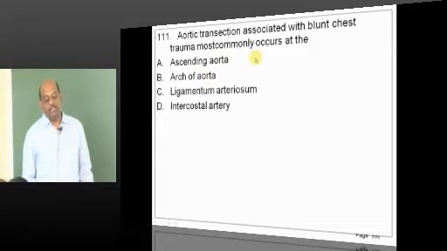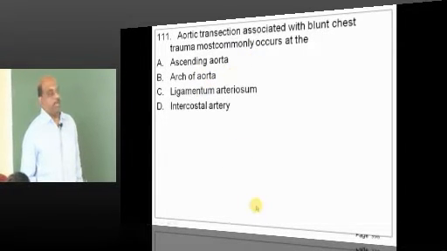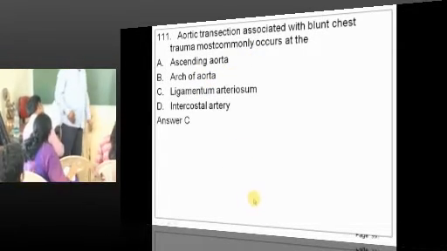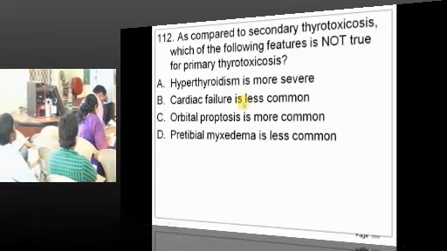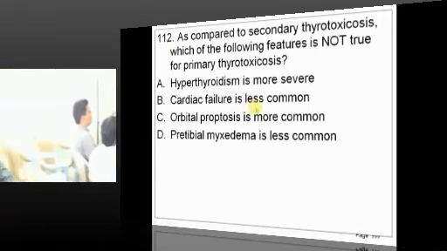Blunt chest trauma. What will it most commonly involve? That most fixed part. C. Ligamentum arteriosum is what needs to be remembered. Secondary versus primary thyrotoxicosis, you should know the differences, doctor.